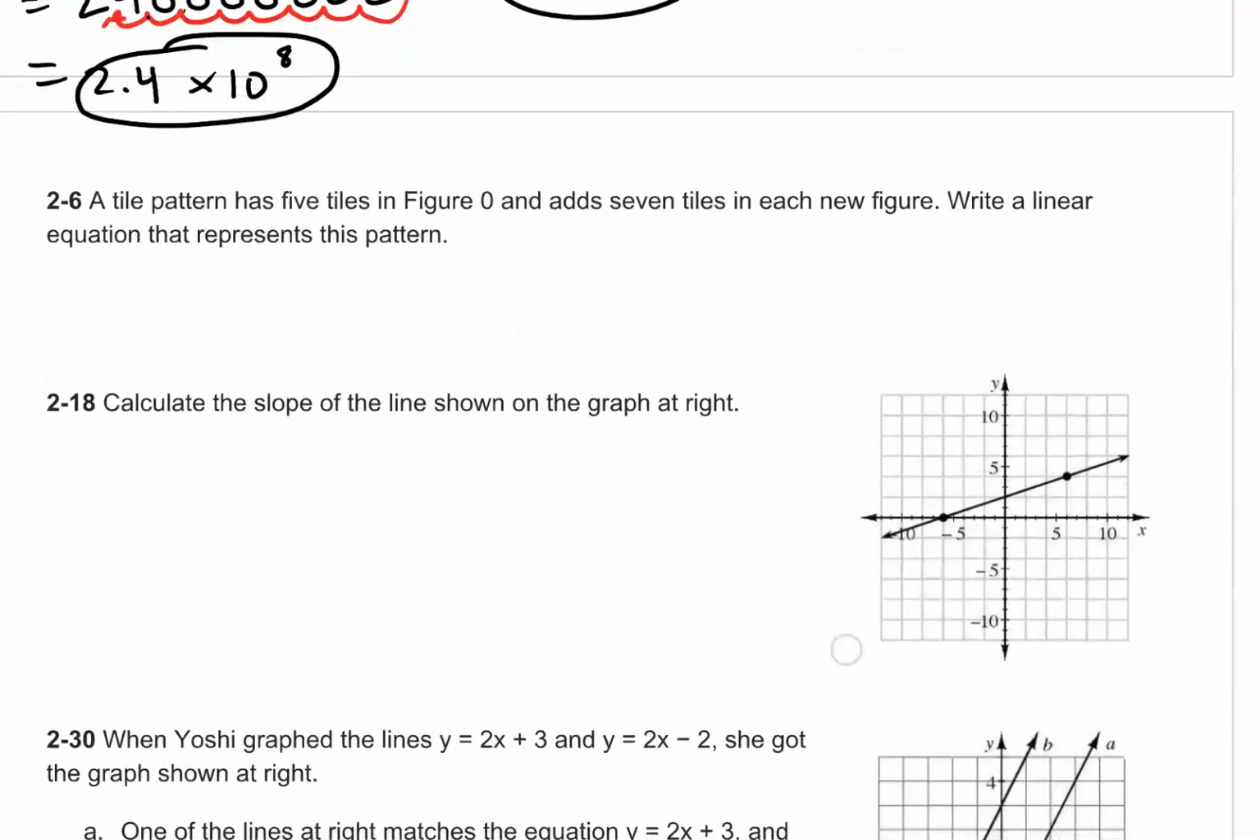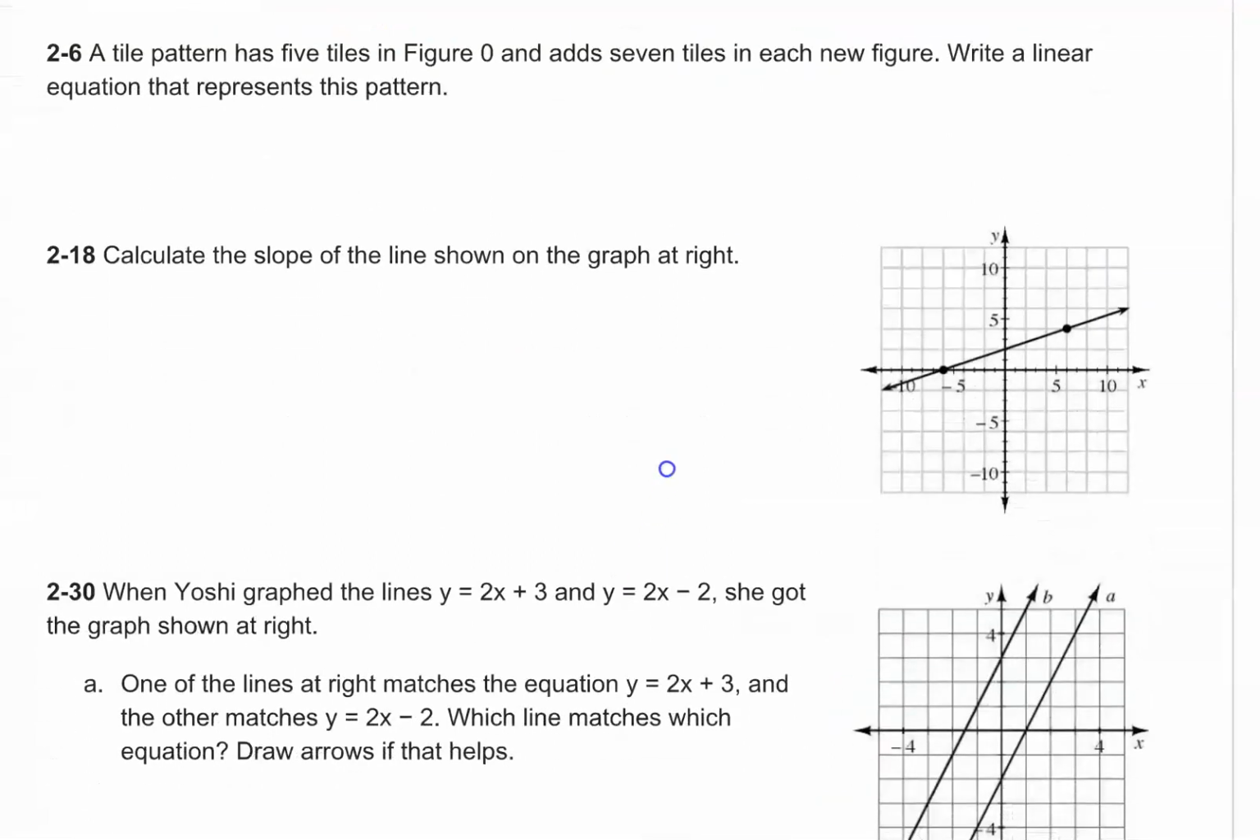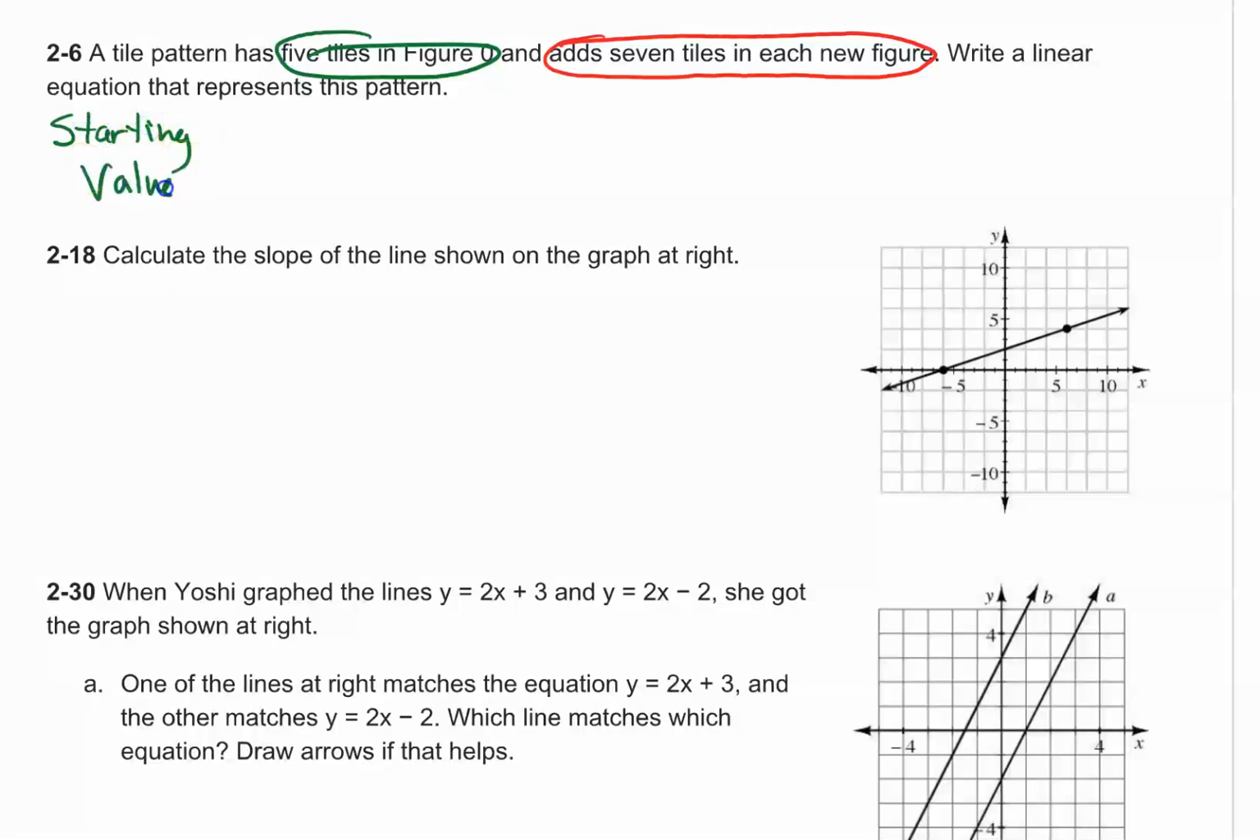Let's move on to 2-6. It says there are 5 tiles in figure 0. That's important. And it also says we're adding 7 tiles in each new figure. So what we call figure 0 is the starting value, and the starting value is 5. And then over here we have what we call the growth, and the growth in this situation is going to be 7.